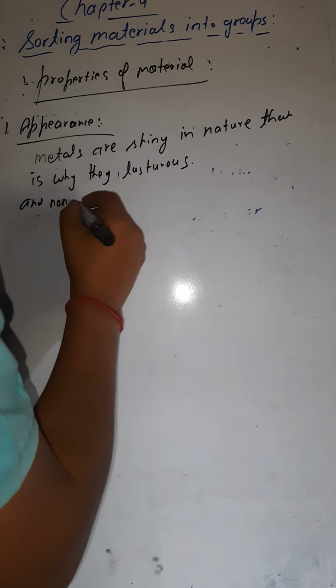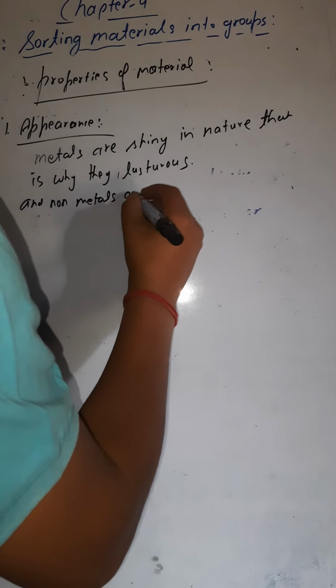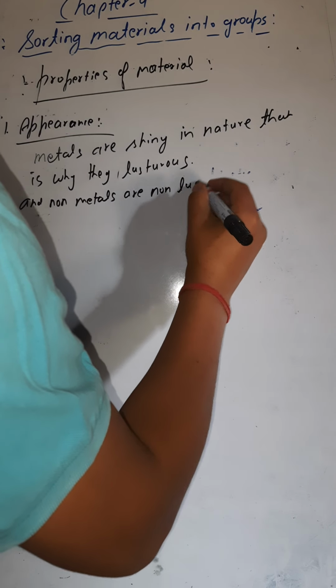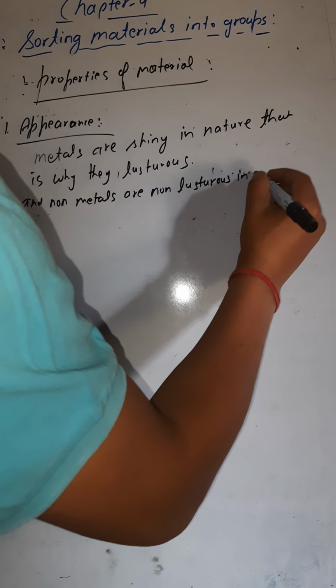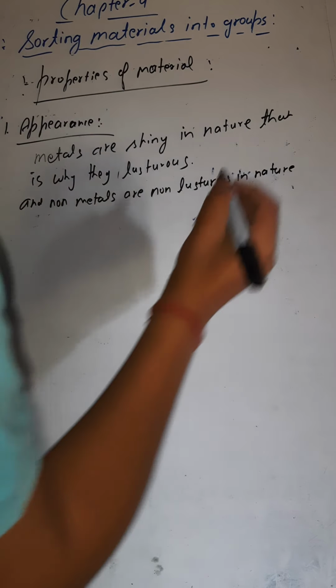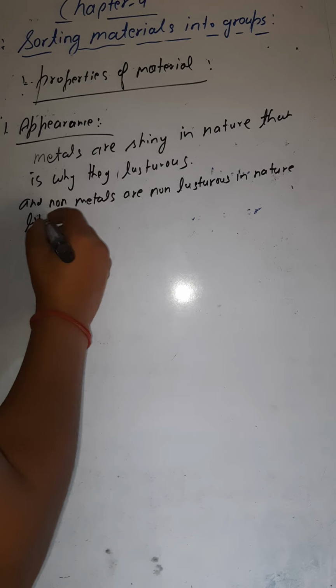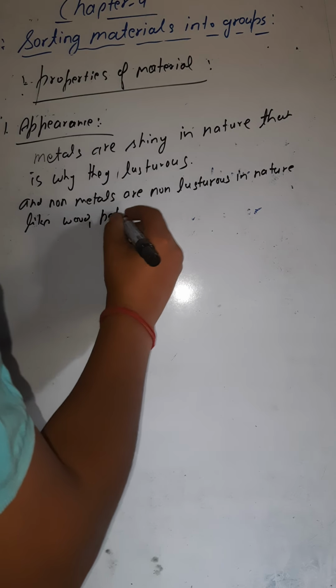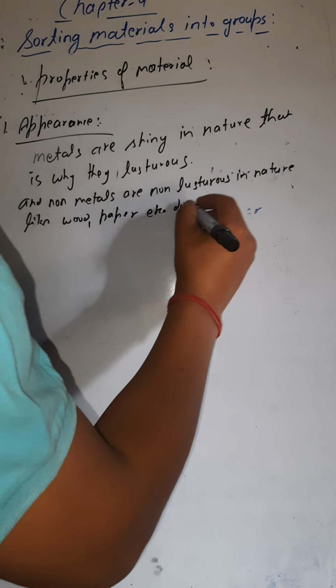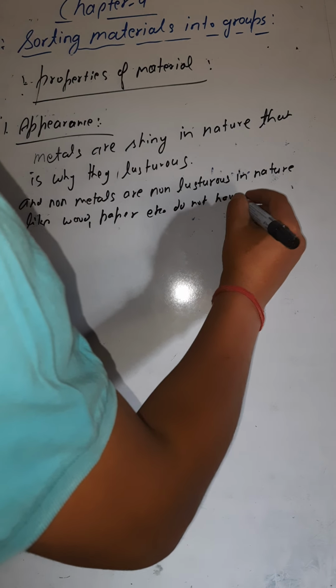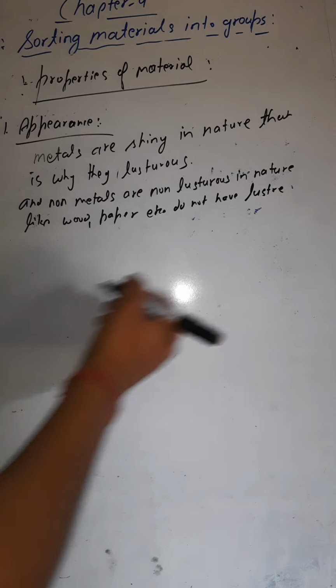And the non-metals are non-lustrous. Non-metals are non-lustrous in nature. So we can differentiate between the metal and the non-metal. Metals are different materials, and non-metals are different, like wood, paper, etc. They do not have luster. They are non-lustrous.